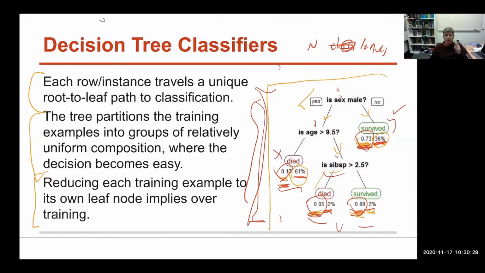So what's good about decision trees is that they are explainable. They tend to be, as we will see, pretty accurate. Note that the explainability of a decision tree like this is different than a nearest neighbor classifier.